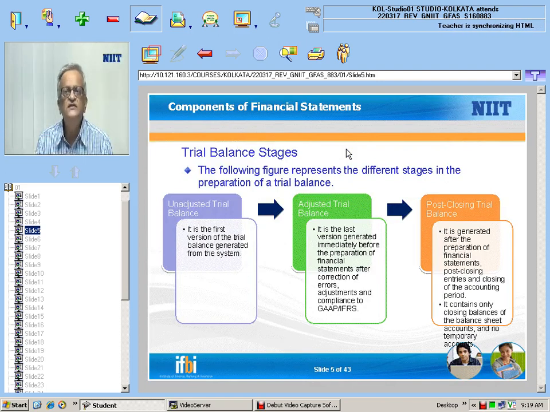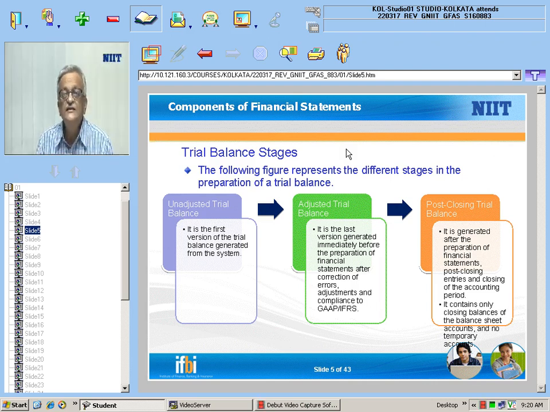The following figure represents the different stages in the preparation of the trial balance. First, unadjusted trial balance. What is this unadjusted trial balance? This is the first version of the trial balance generated from the system. First version. That is called unadjusted trial balance. That means the adjusting entries are not taken into account as far as this trial balance is concerned. No entries are made. Only the trial balance has been taken from the system.